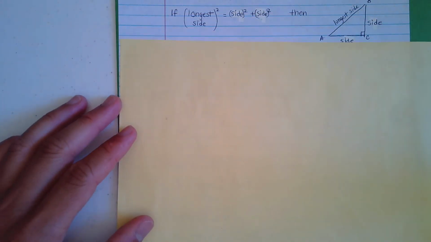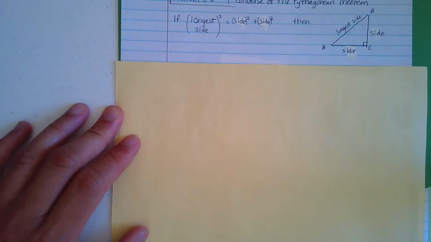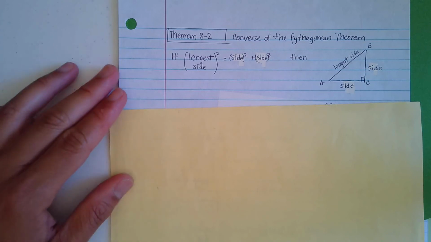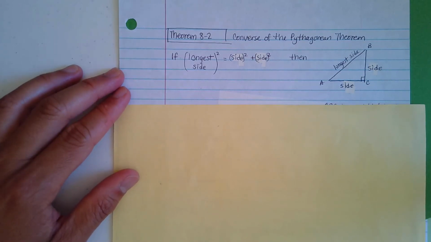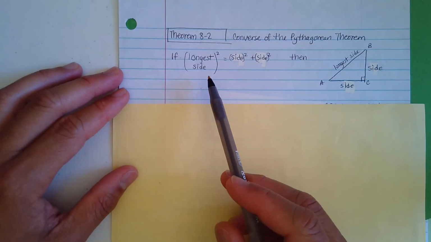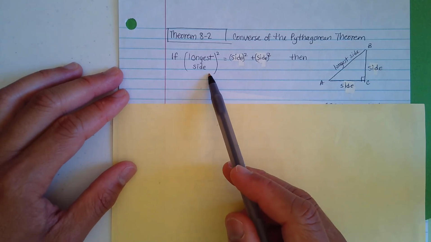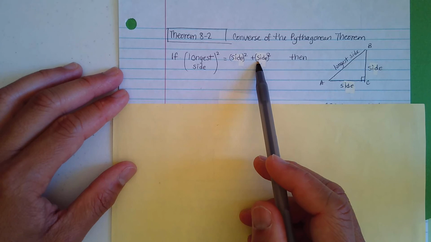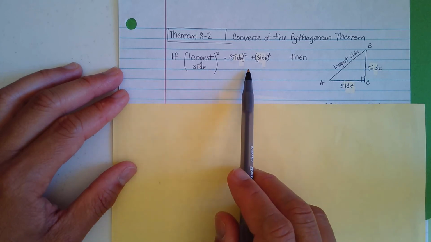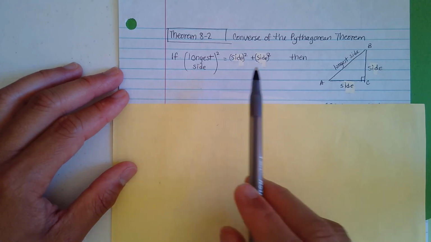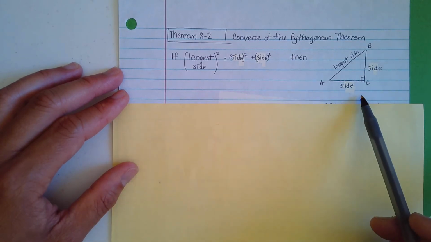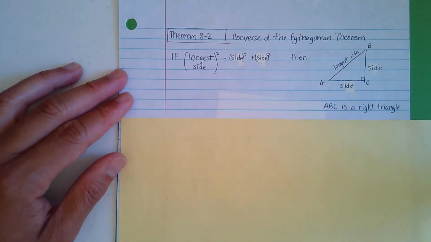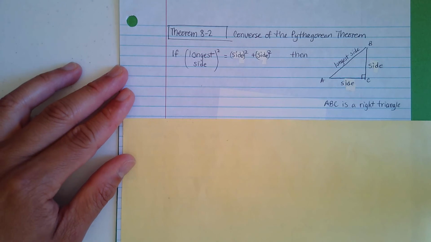Next topic, we have theorem 8.2, converse of the Pythagorean theorem. They're stating that if the longest side of a triangle squared is equal to a side squared plus another side squared, if these two values are equal to each other, you will have a right triangle. Alright? So therefore ABC is a right triangle.